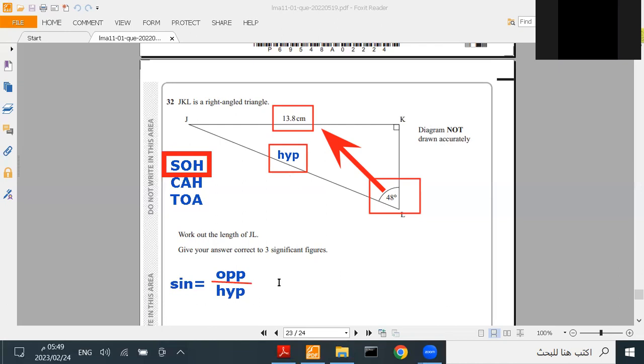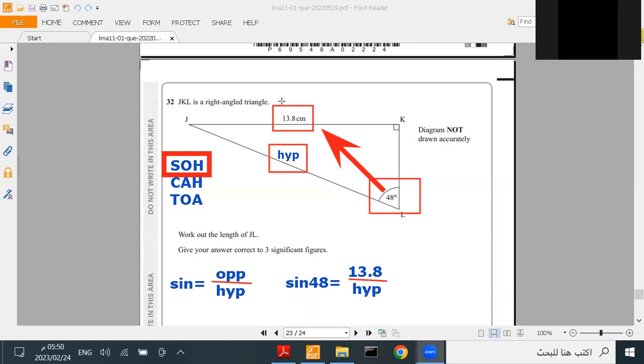So we say sine of the angle, sine 48, equals opposite, which is 13.8, divided by the height that I don't know. We need the height. So I'm going to take this height here by multiplying, and bring the sine of the angle to the other side by dividing, because if it was multiplied we bring it dividing. It's like doing cross multiplying. Let's pretend that there's a 1 here and do cross multiplying.